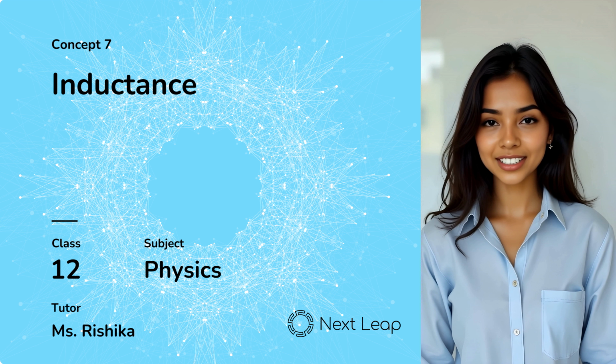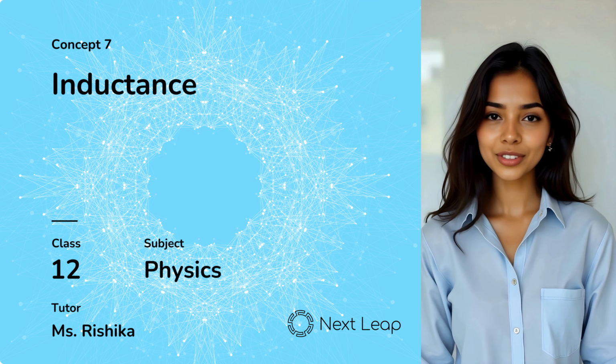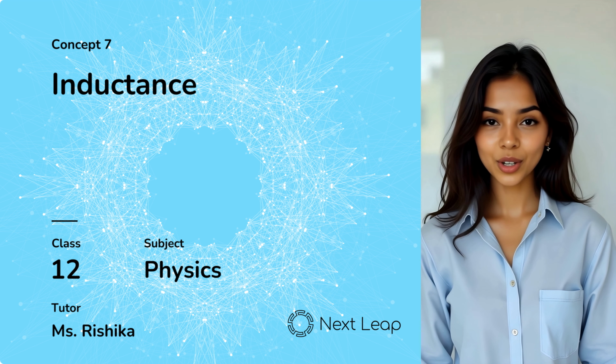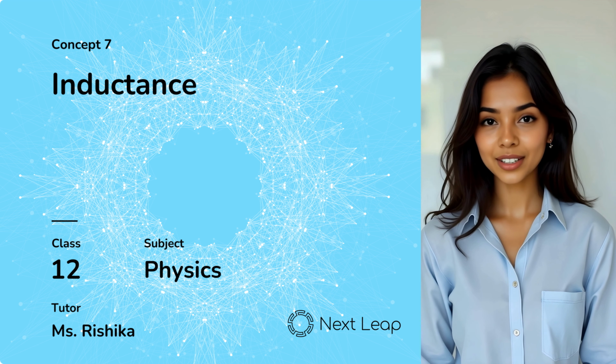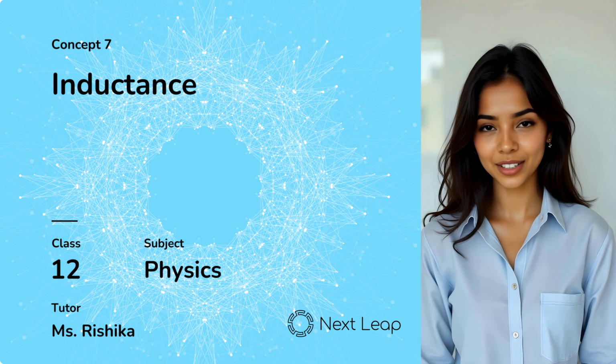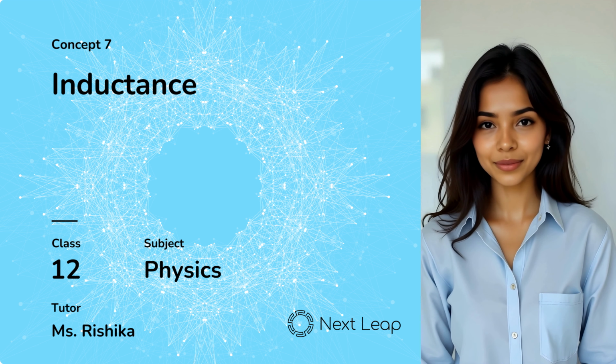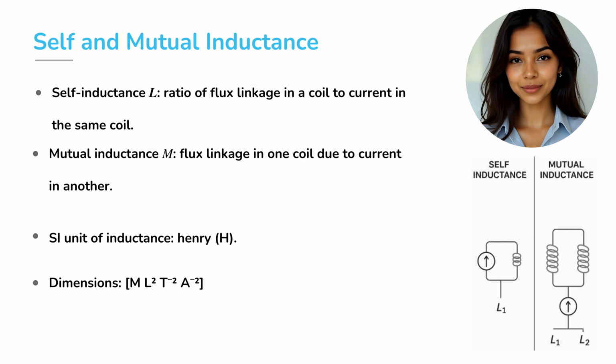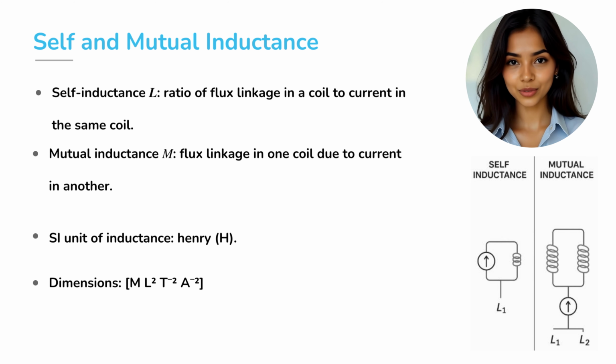And here's the essence. Inductance is the property of a circuit that quantifies how strongly it resists changes in flux, while also storing energy in the magnetic field. Think of it as the magnetic inertia of a circuit. Let's break it down further. Inductance comes in two flavors, self-inductance and mutual inductance.